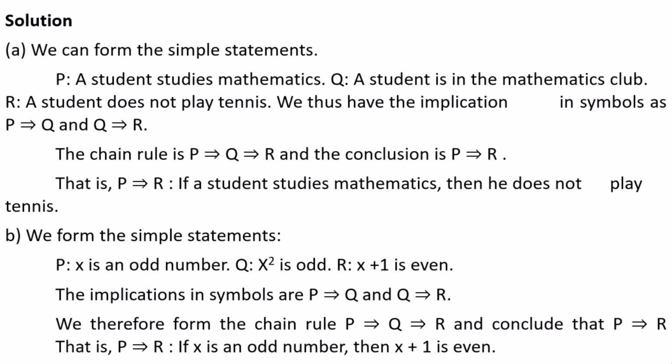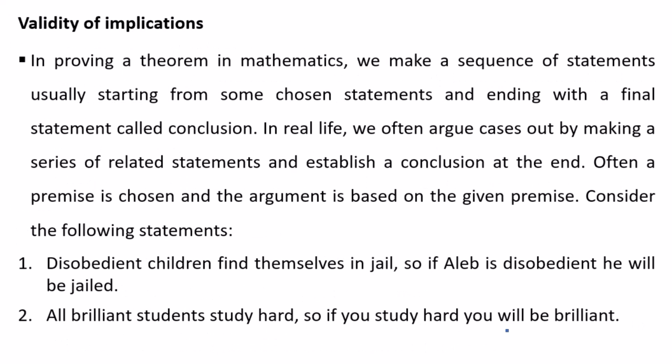So the next question: S is an odd number, S squared is odd, S plus 1 is even. So the implications in this statement are that we form the chain rule, and the conclusion will be that if S is an odd number, then S plus 1 is an even number. Any odd number plus 1 becomes an even number.